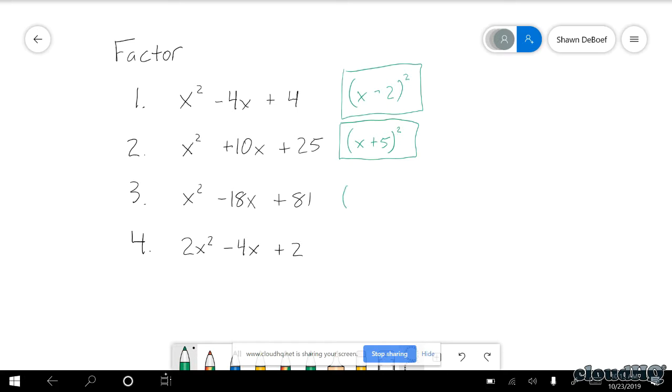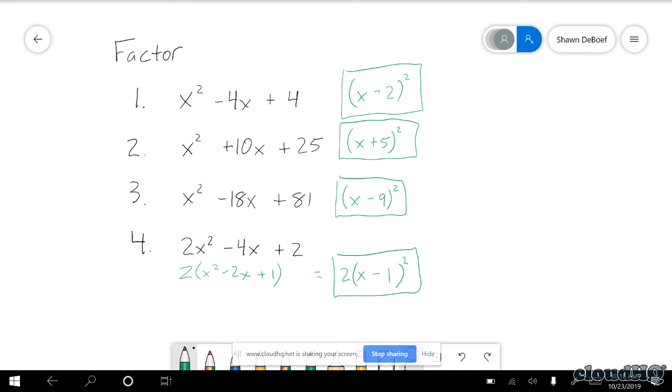What about number 3? X minus 9 squared. Oh, another one that's a perfect square. Number 4, I gave a leading coefficient where the other ones didn't, but we should first factor out that 2 because I could divide everything by the 2. So factor the 2 out of everything. The 2 stays out there, but when I factor x squared minus 2x plus 1, that becomes x minus 1 squared.